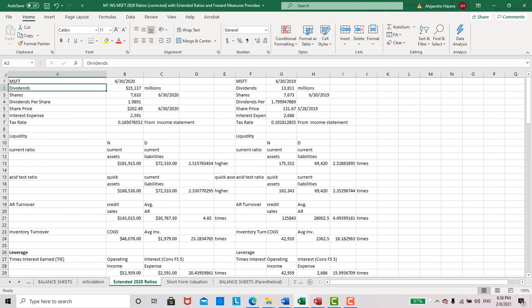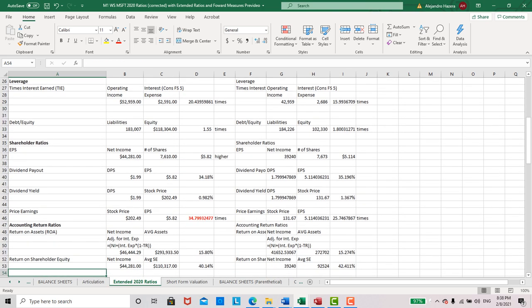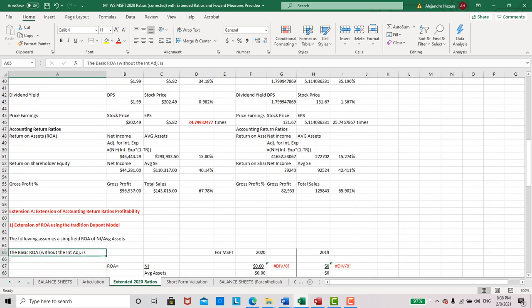I've been using Microsoft as an example for the ratios. Now, the return on assets. This is 2020 here, and this is 2019. In 2020, Microsoft had a return on assets ratio of about 16%, return on shareholders' equity of 40%, and more or less the same for 2019.